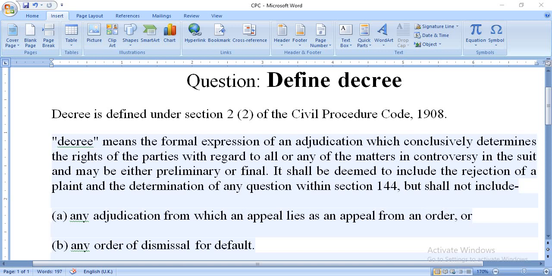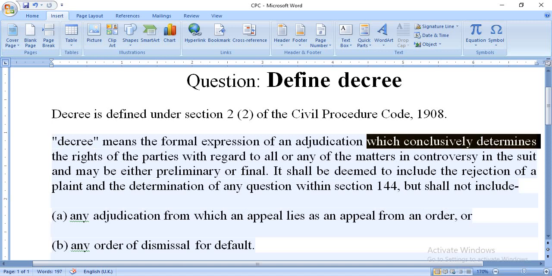The Bare Act says decree means the formal expression. So it is a very important part. Decree means the formal expression of an adjudication which conclusively determines the rights. So we should keep in mind that the adjudication conclusively determines the rights of the parties. Here parties means both parties, not only one party.